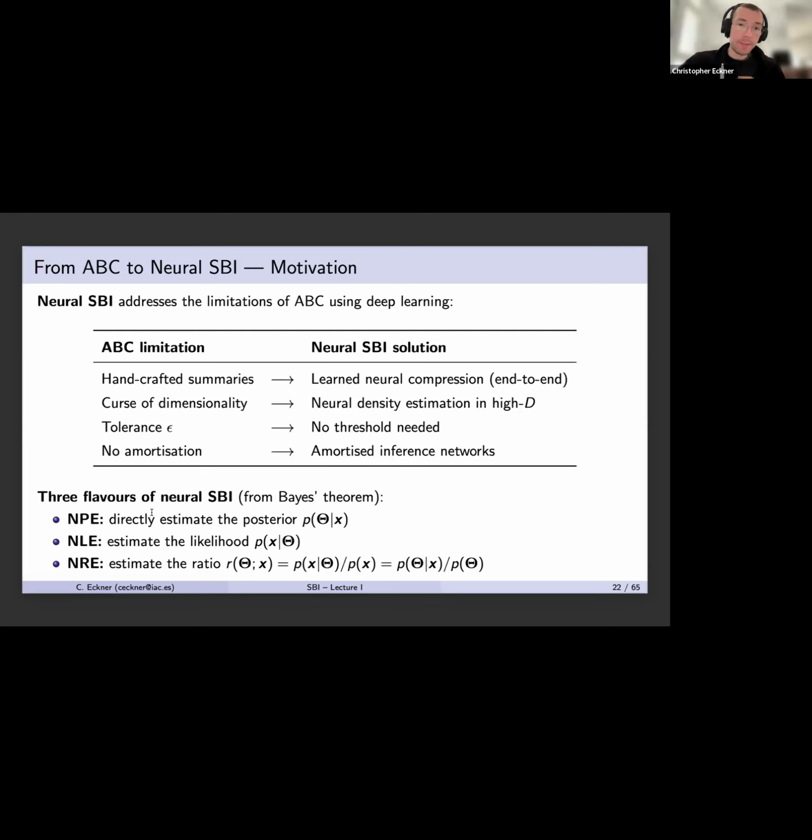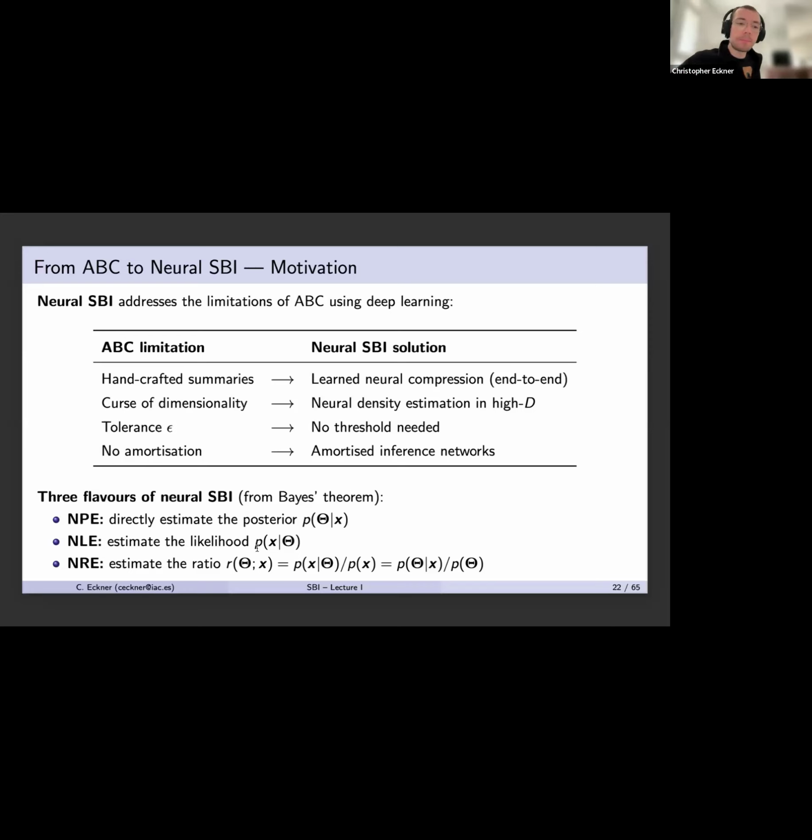The first flavor is very direct. What we are interested in this inference scheme is inferring the posterior of parameters, so we can directly estimate this in neural posterior estimation. In some cases, you are interested in the actual likelihood of your problem that you might not know in the first place. Then, in this neural likelihood estimation approach, you can estimate the likelihood function and do whatever you want with it.